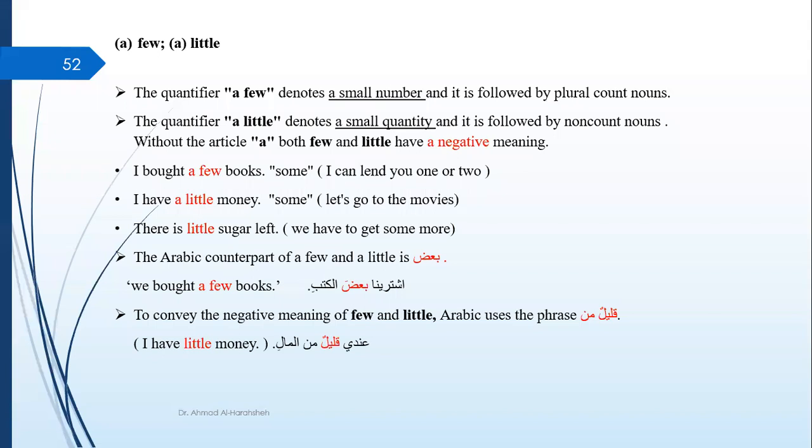I bought a few books. A few books means some books. Here, a few is a sufficient number, small but sufficient. I can lend you one or two.